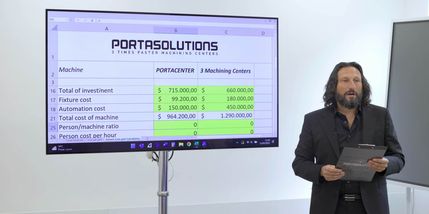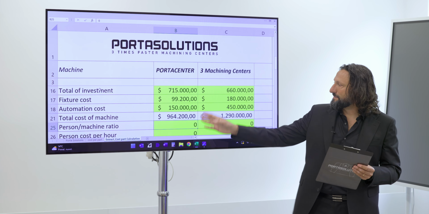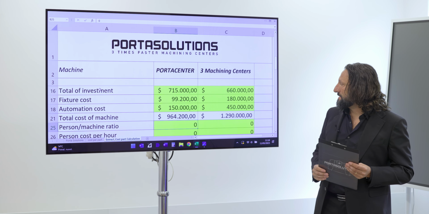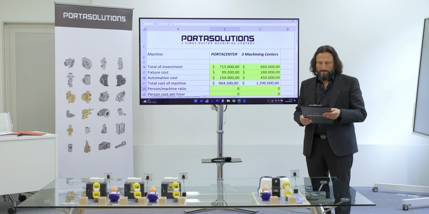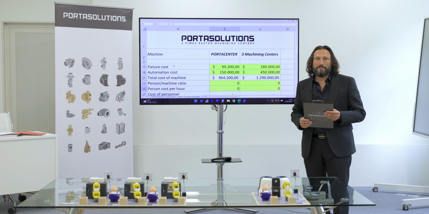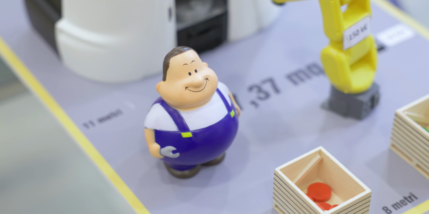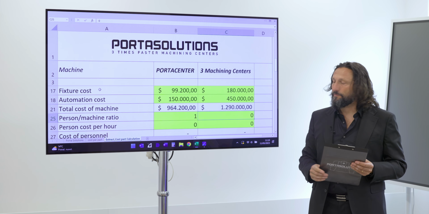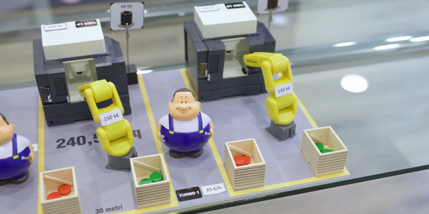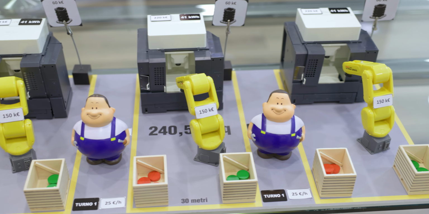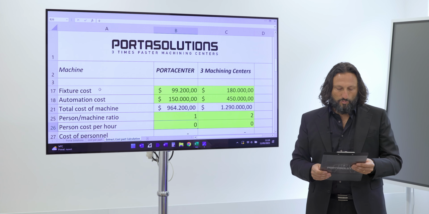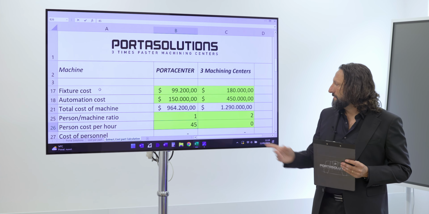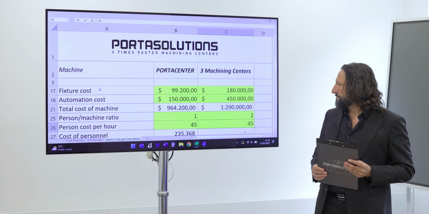And okay, here we have the first data on cost. So machine, automation and fixture on the PORTACENTER column: 964,000. On the 3 machining center cell: 1,290,000. But now let's continue with some more variables. One is the operator machine ratio. On the PORTACENTER we have 1, so we're going to write 1. On the CNC center machine we have 2 operators, so we're going to write 2 on this column. So we estimated $45 cost per hour in both situations.